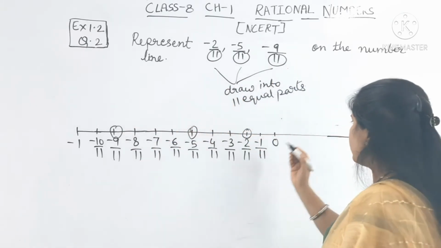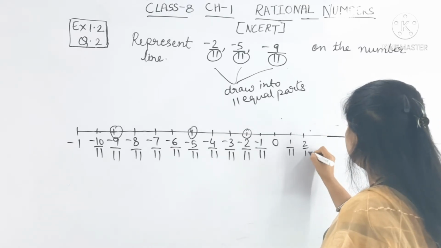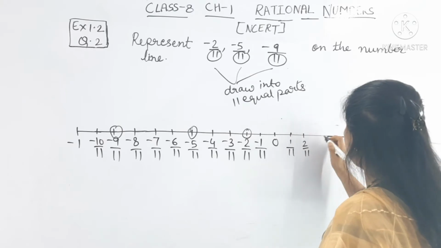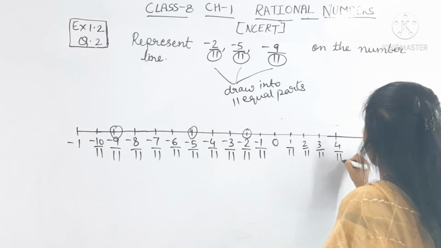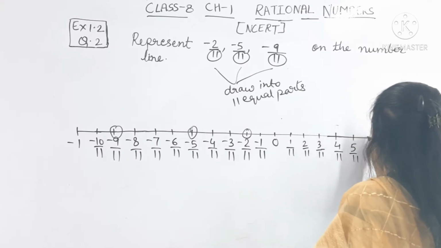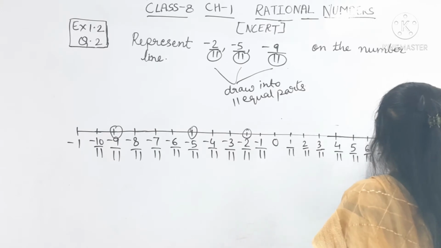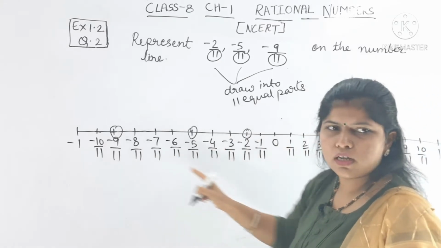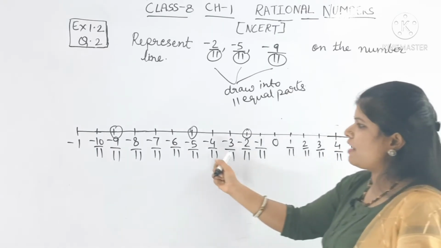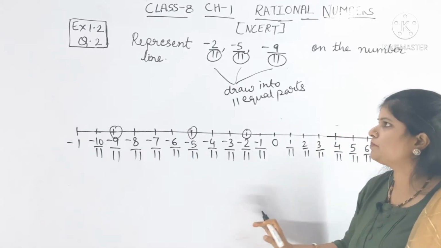Okay. In the same, you can write like this also. In the positive number, same equal parts. Okay, 1 by 11, 2 by 11, 3 by 11, 4 by 11, 5 by 11, 6 by 11, 7 by 11, 8 by 11, 9 by 11, 10 by 11, and here is 1. So it is 0 to -1, and here is 0 to 1. That is 11 equal parts. Okay, so here I represent these numbers.